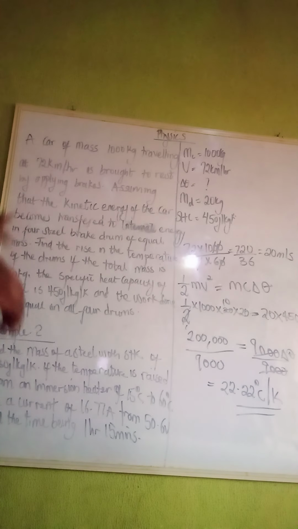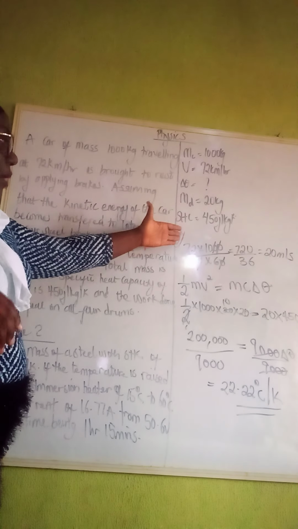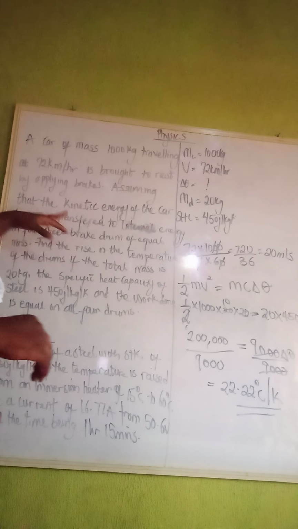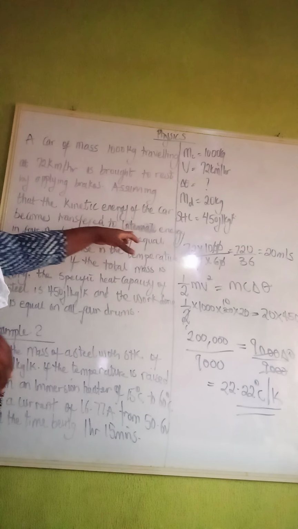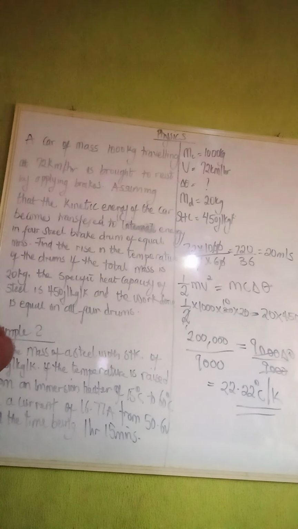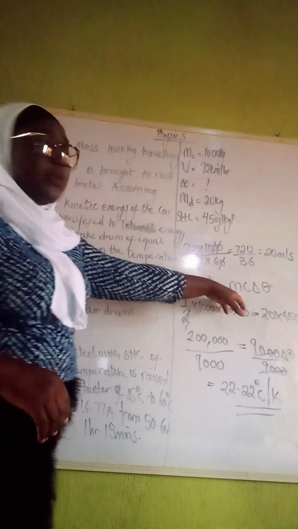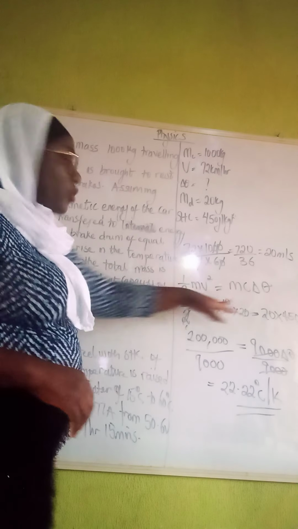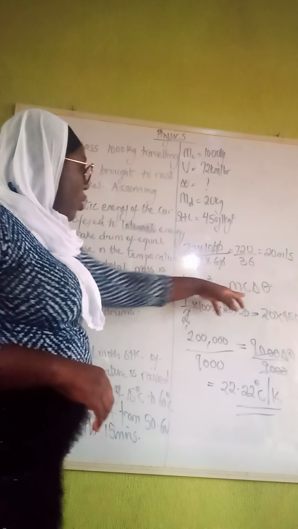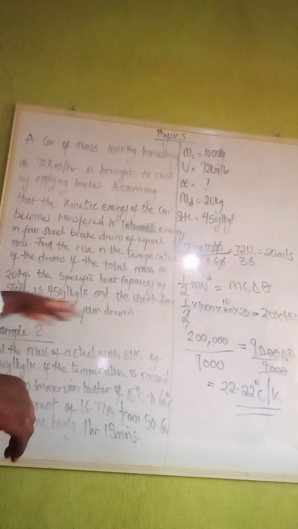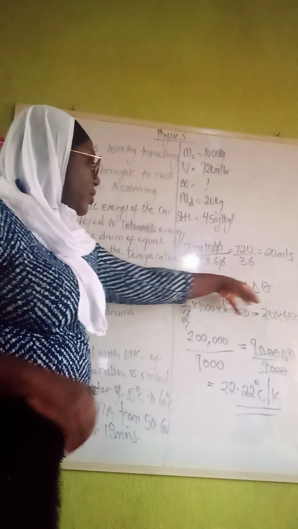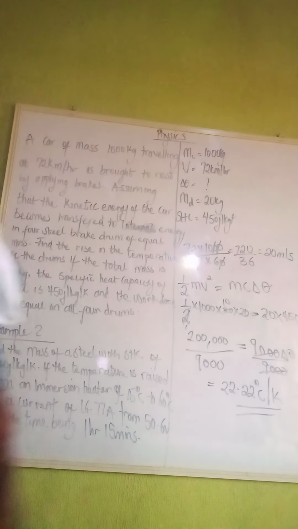Now we're given the parameters here, we write them out. We're told that the kinetic energy is transferred to internal energy, which is the heat energy. And the formula for heat energy is mc change in theta. So here we are going to equate the two together. So half mv squared equals this because we are looking for the change in temperature.